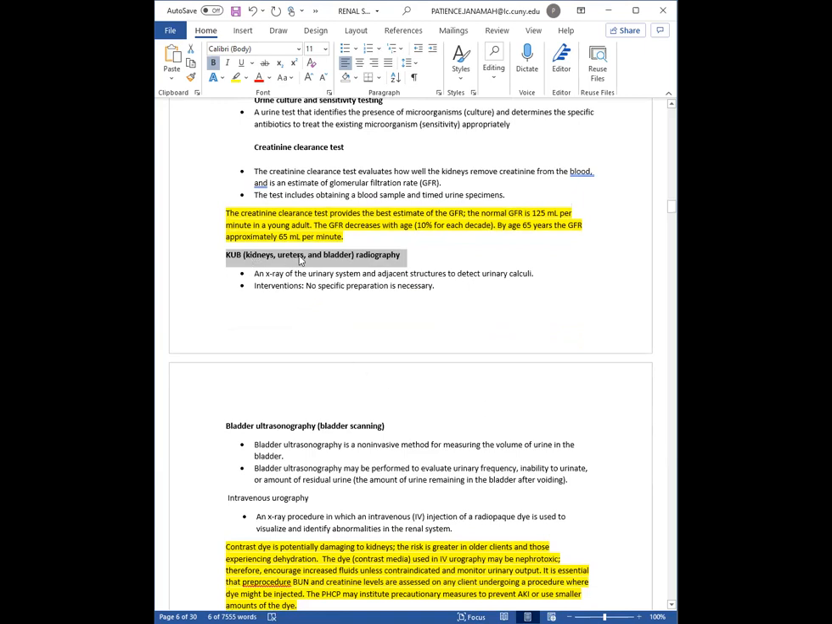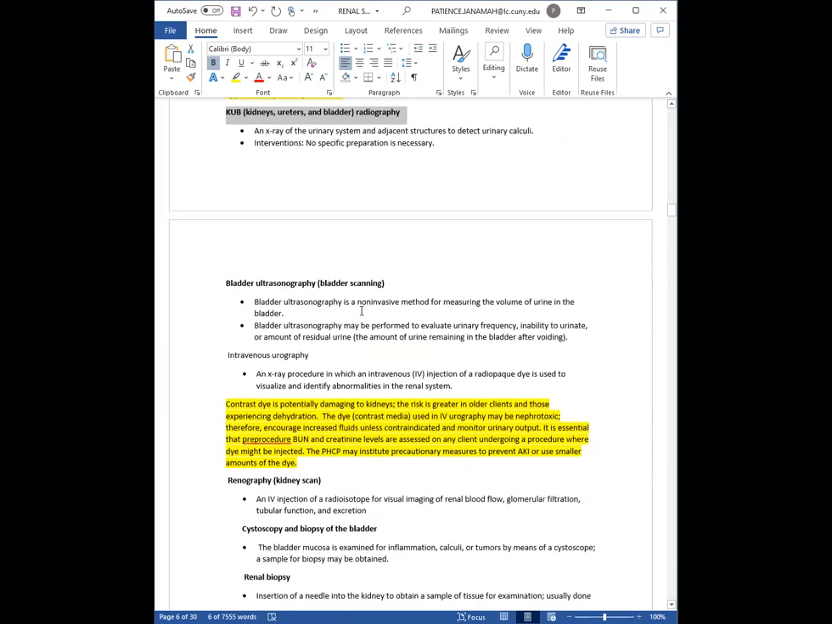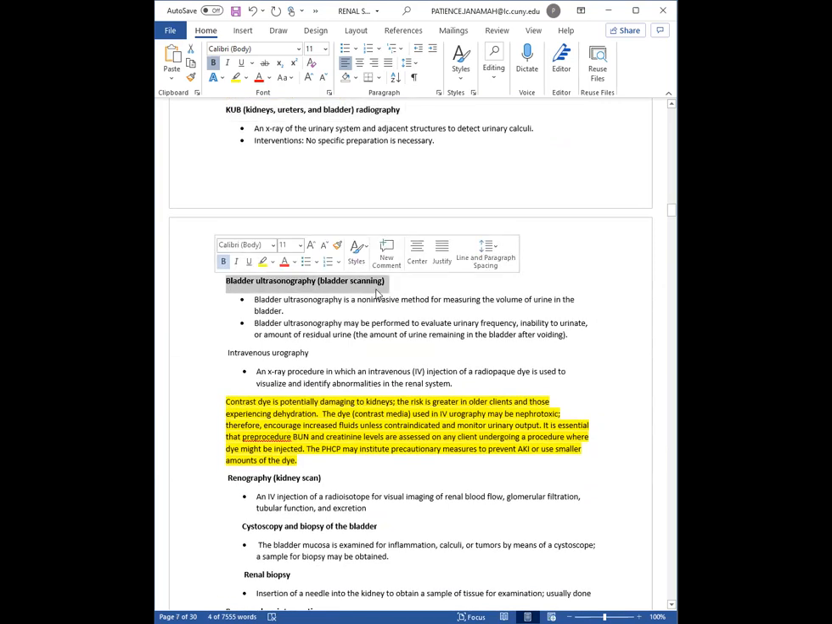So they do the kidney radiography. The next test they do for kidney problems is bladder ultrasonography, bladder ultrasound, or bladder scan. Then we do the intravenous urography. This, they use a contrast. They use a dye. And anytime you hear of a dye in kidney test, you know that you have to hydrate your patient. You have to give the patient a lot of fluids.